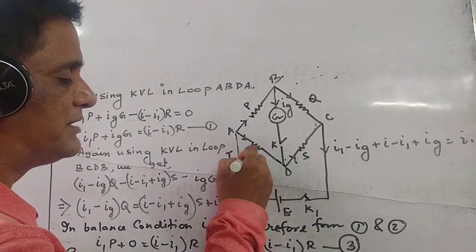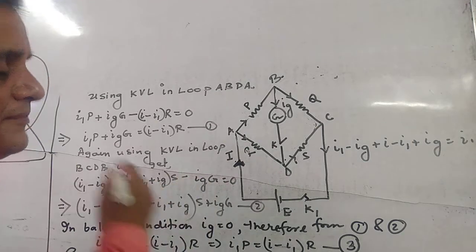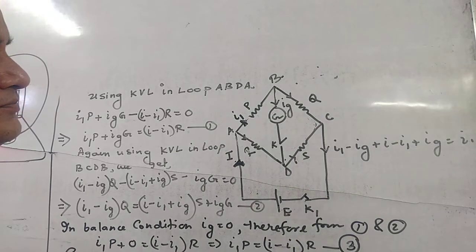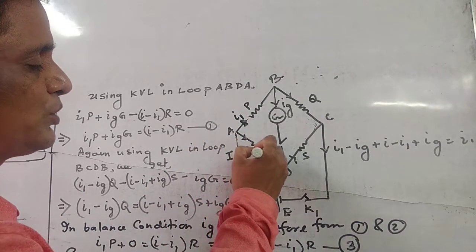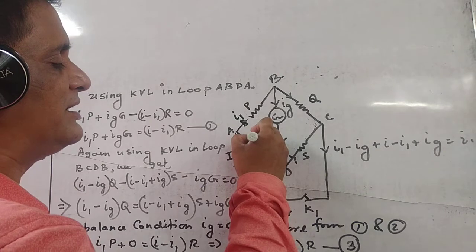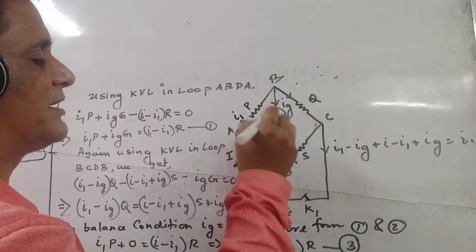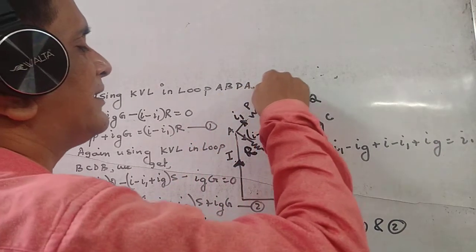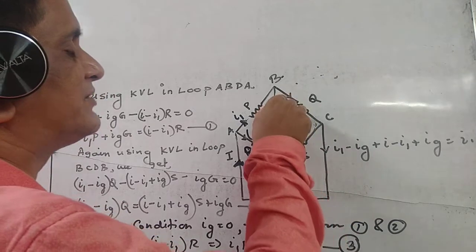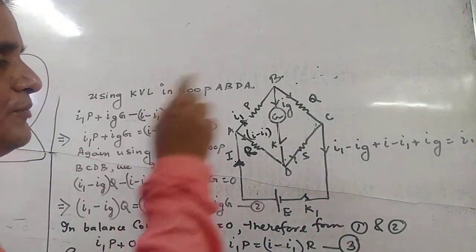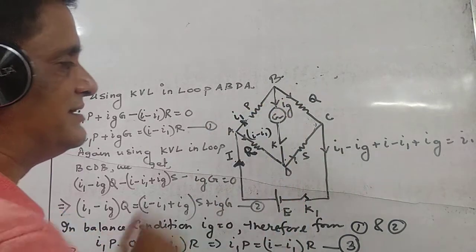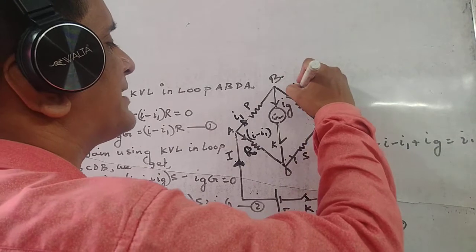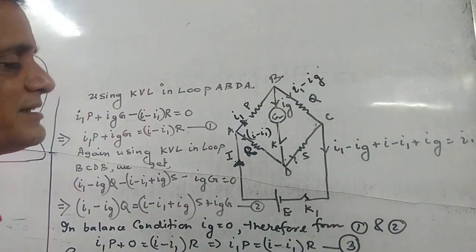Now if this cell gives the current I here, suppose this P is carrying current I1, then the rest of the current will go through R, and it carries the current I minus I1. Is it clear? Now, if a current Ig flows through the galvanometer before balancing, then what will be the rest amount? It will be I1 minus Ig.